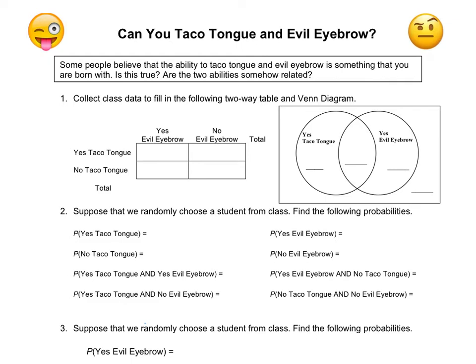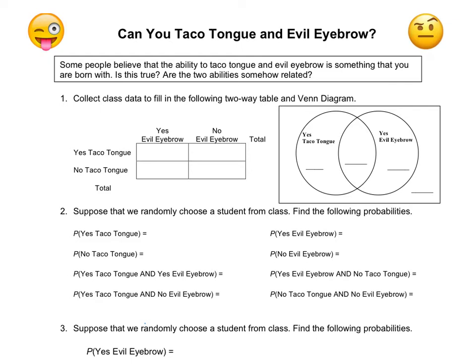We're going to collect some fake class data, since this is a recording and we're not in class together right now, to fill in the following two-way table and Venn diagram. You may remember that a two-way table is when we have two variables that are represented, one in the columns and the other one in the rows. You've also probably seen Venn diagrams in the past. We're going to be using the Venn diagram to help us calculate different probabilities.